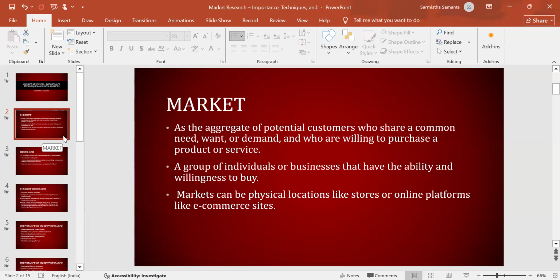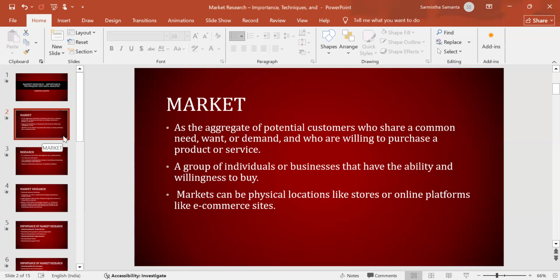Only ability or only willingness to buy is not the definition of the consumer. A consumer must have ability and willingness to buy the product. That means they must be able to pay the money for purchasing the commodity, and also they must have the need, and that will be turned into willingness to buy the product. So whenever there is a group or business like this, it forms a market.